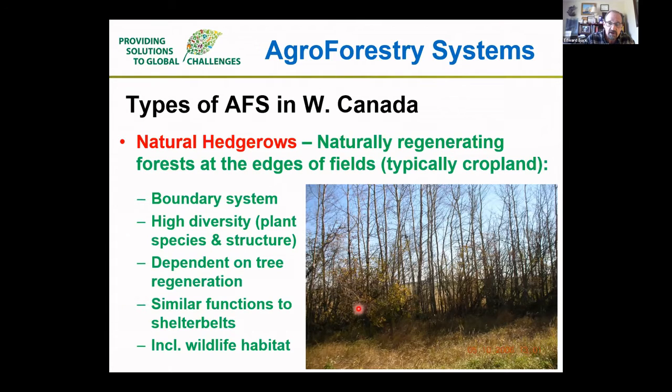They are dependent on intermittent tree regeneration in order to propagate themselves, which in the case of central Alberta often tends to be aspen or balsam poplar, which fortunately are very prolific and able to regenerate quite readily. They have similar functions to shelter belts, as they are these boundary systems. And of course, they include providing wildlife habitat corridors.